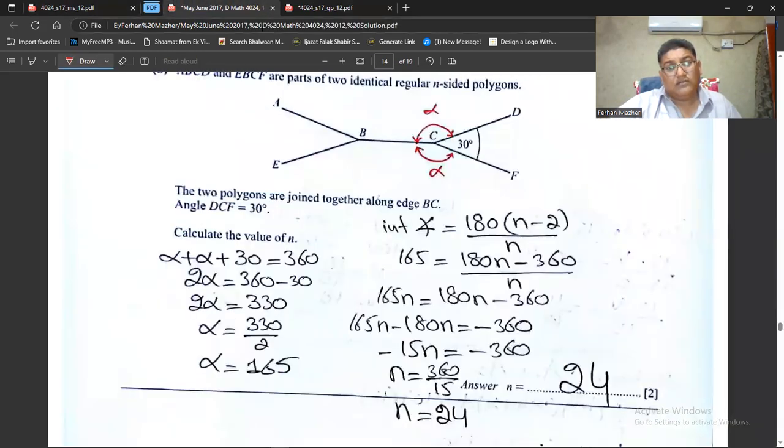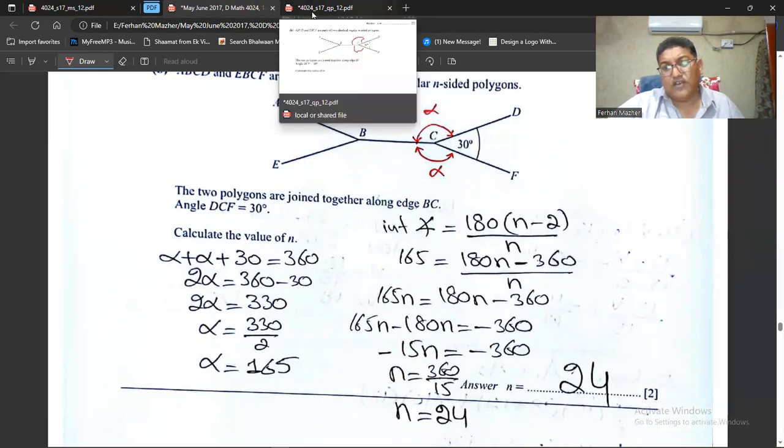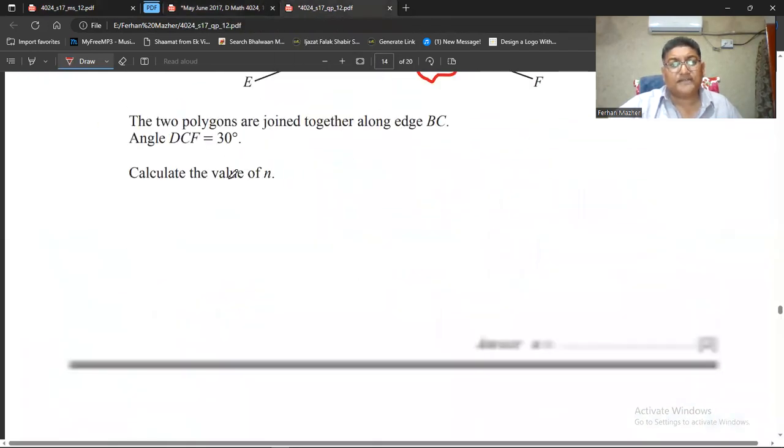So you can pause the video if you want more time with this part.